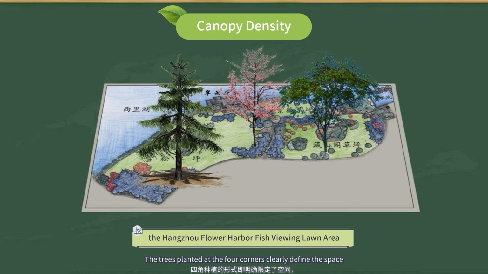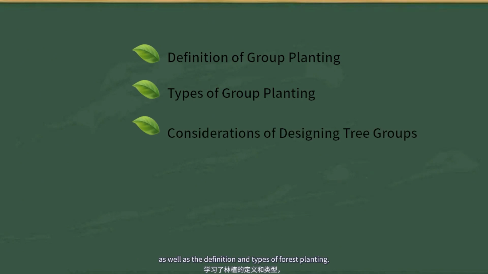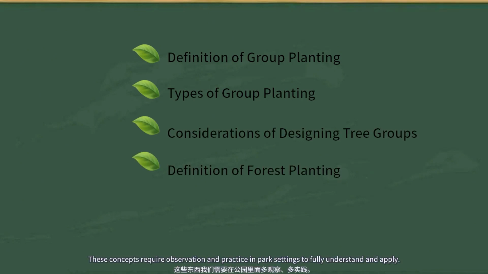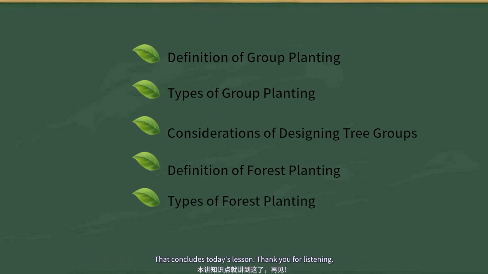The trees planted at the 4 corners clearly define the space while leaving ample room in the center for viewing and activities, successfully balancing landscape aesthetics with functional use. Today, we've covered the definitions, types, and design considerations for group planting, as well as the definition and types of forest planting. These concepts require observation and practice in park settings to fully understand and apply. That concludes today's lesson. Thank you for listening.